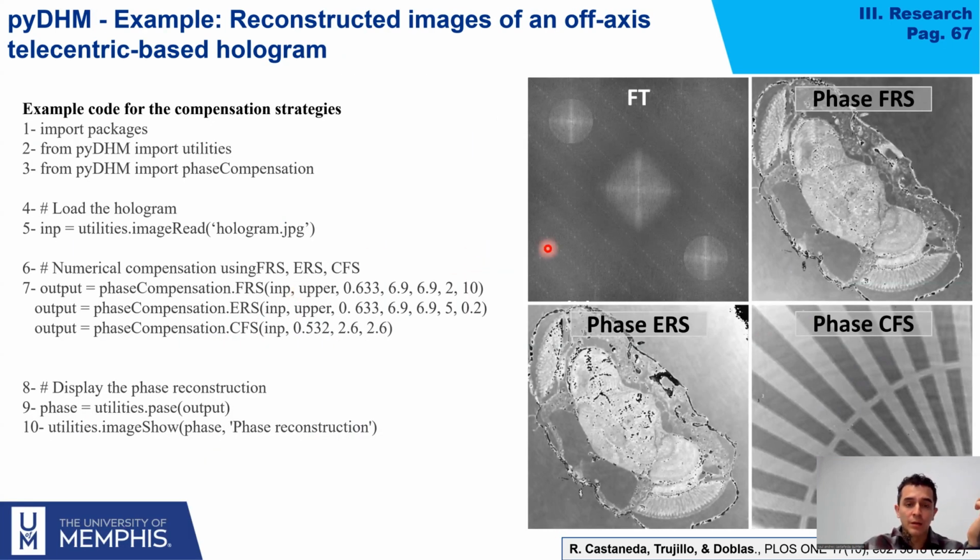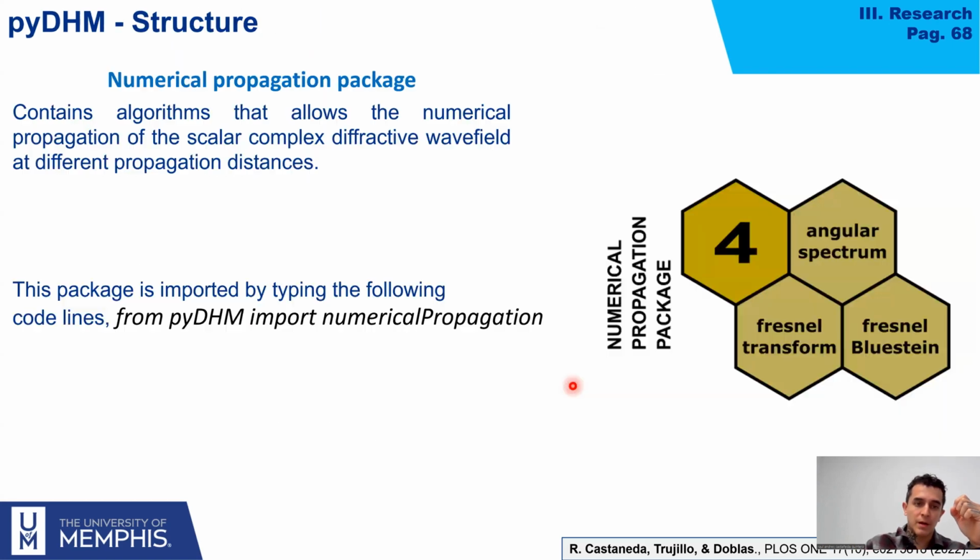And this is the Fourier transform of one of these holograms and the phase reconstruction from the same sample, a Drosophila melanogaster fly. This is using the FRS implementation, this image is using the ERS implementation, and this is using the cost function implementation. Okay, finally, the package number 4.